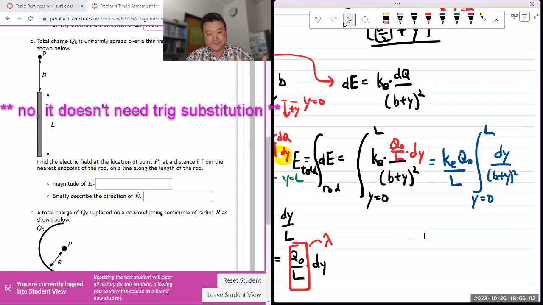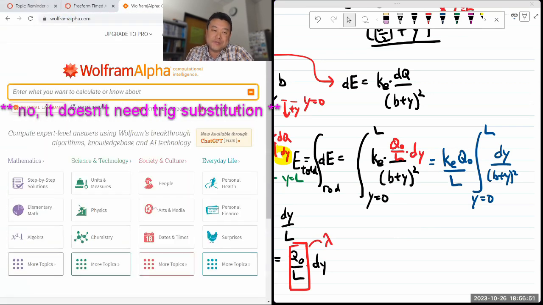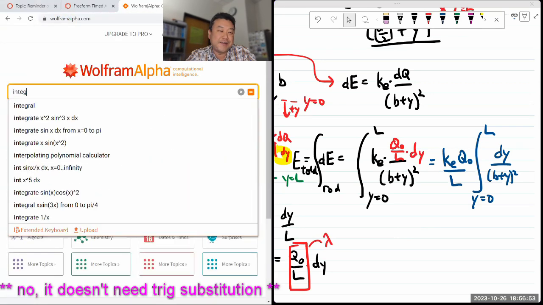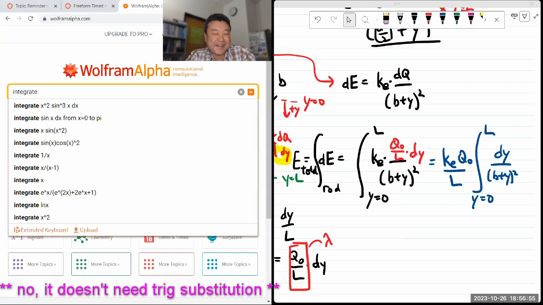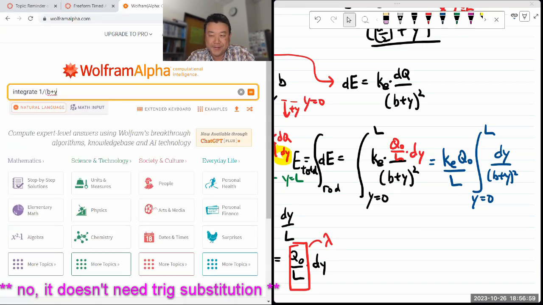So this is allowed, so I am not cheating. You can use Wolfram Alpha. Wolfram Alpha will do simple integrals like this. So integrate. I'm too far out of practice to be able to do this under time limit in my head.